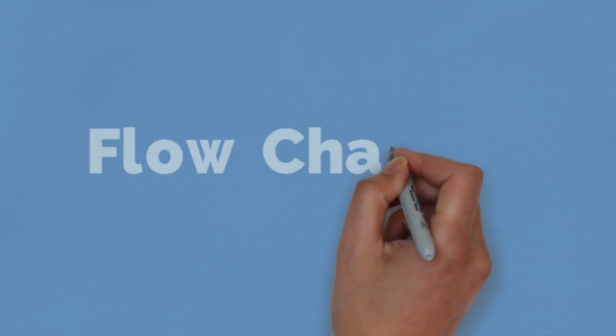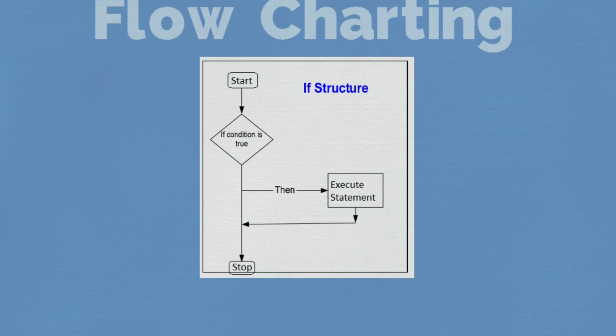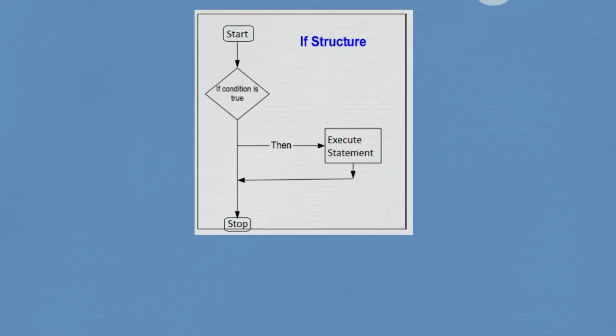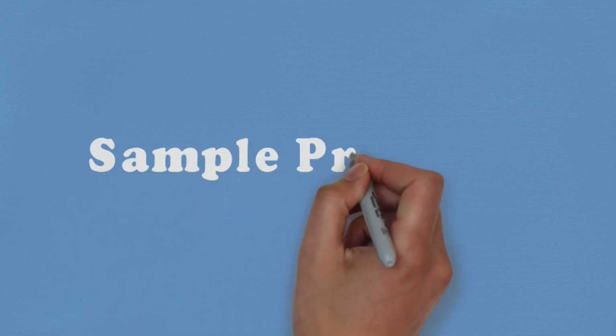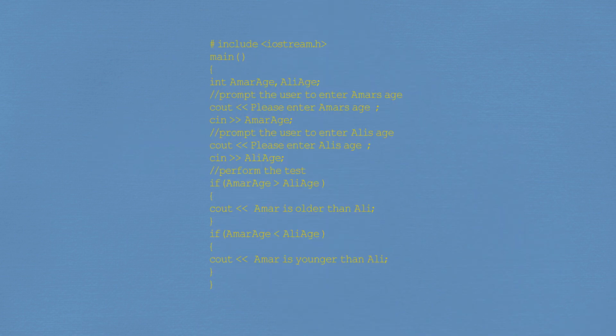We can understand the if statement process better with the help of flowcharting. The flowchart for the if structure is shown in the figure below. Now let's see the usage of relational operators by an example. There are 2 students, Amar and Ali. We take their ages from the user, compare them and tell who is older.